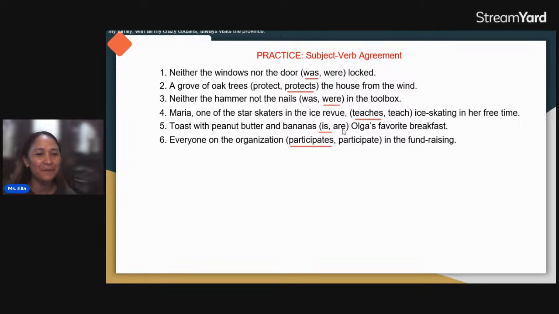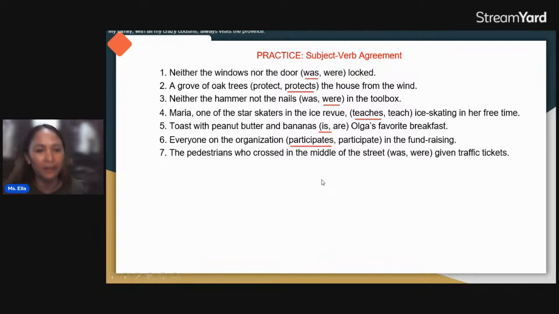Again, why participates? Because of the indefinite pronoun everyone. Everyone is an indefinite pronoun. If it has an indefinite pronoun, automatically it's singular, no matter what. That means it's participates. Okay, now let's continue. Number 7. The pedestrians who crossed in the middle of the street was or were given traffic tickets.